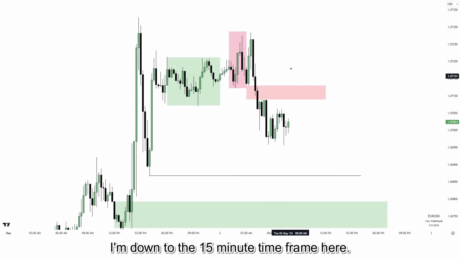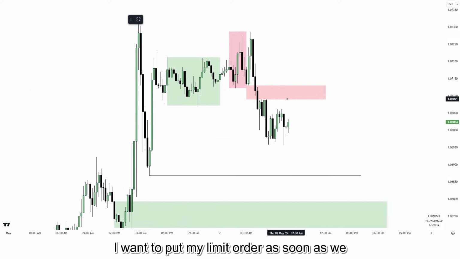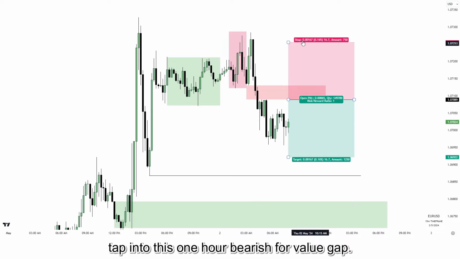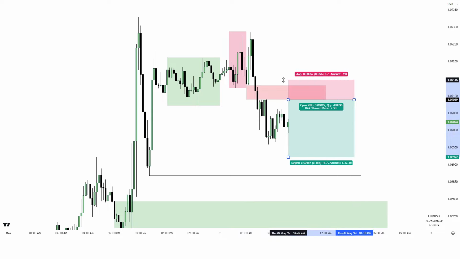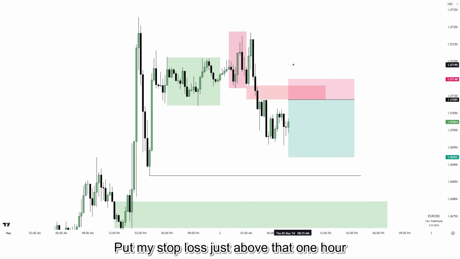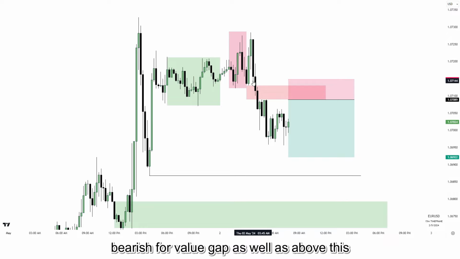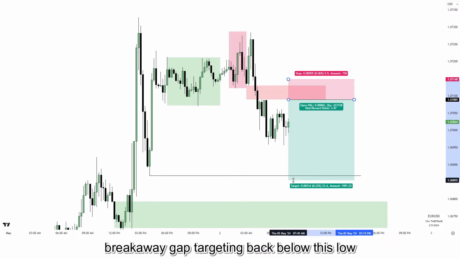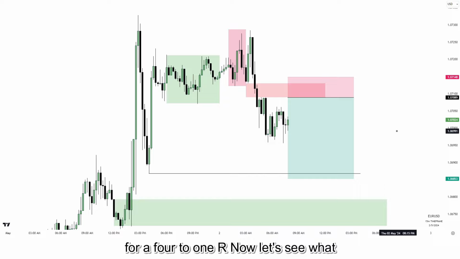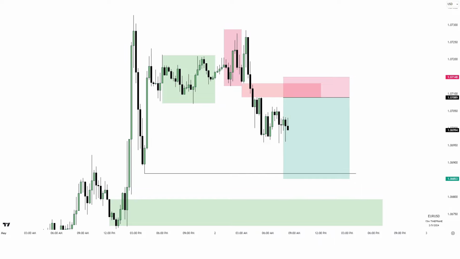Coming down to the 15-minute time frame here, I want to put my limit order as soon as we tap into this 1 hour bearish fair value gap. Put my stop loss just above that 1 hour bearish fair value gap, as well as above this breakaway gap, targeting back below this low for a 4 to 1 R. Now let's see what happens.